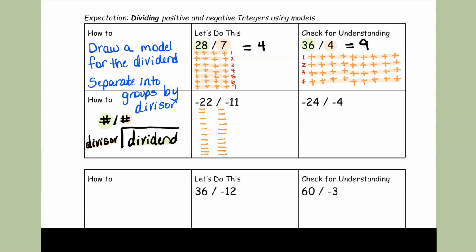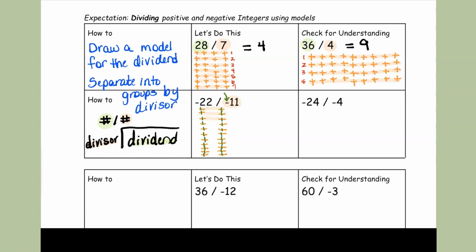And now, because I want to group them by the divisor, I have to pay attention to that negative sign in front of the divisor. Whenever I see that, I have to change my marks to the opposite of what they were. So before they were all negative, now I need to flip them and change them all to positive before I can separate them out into 11 groups.